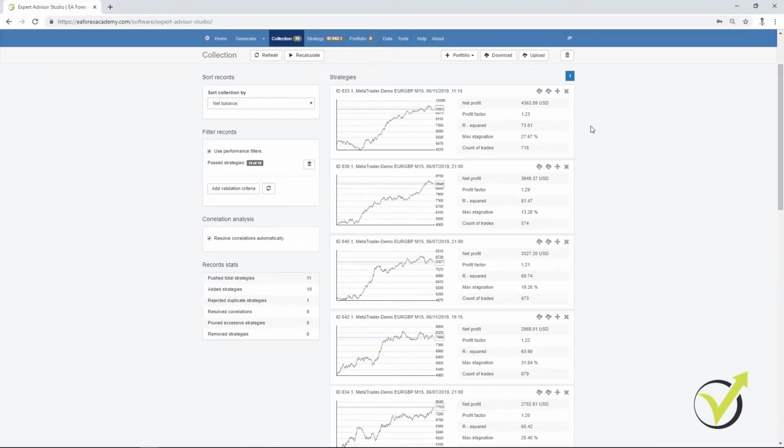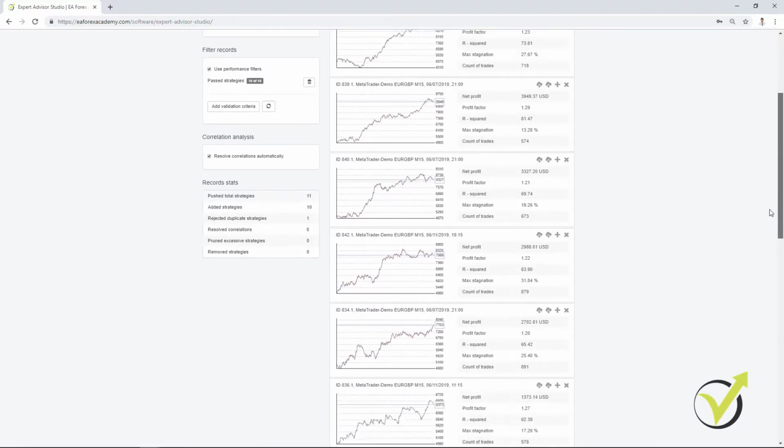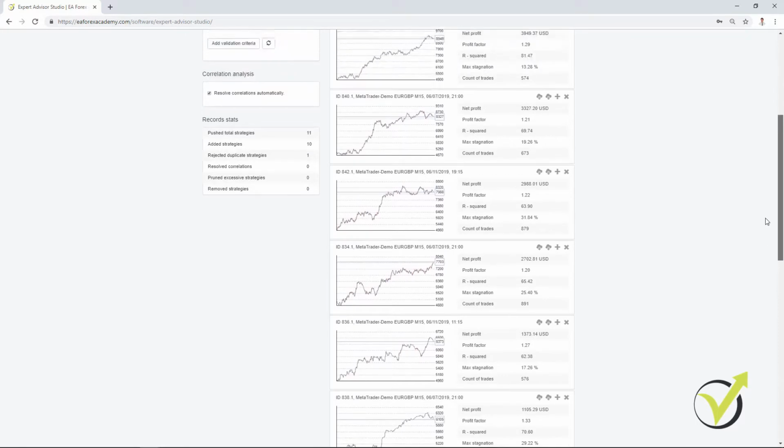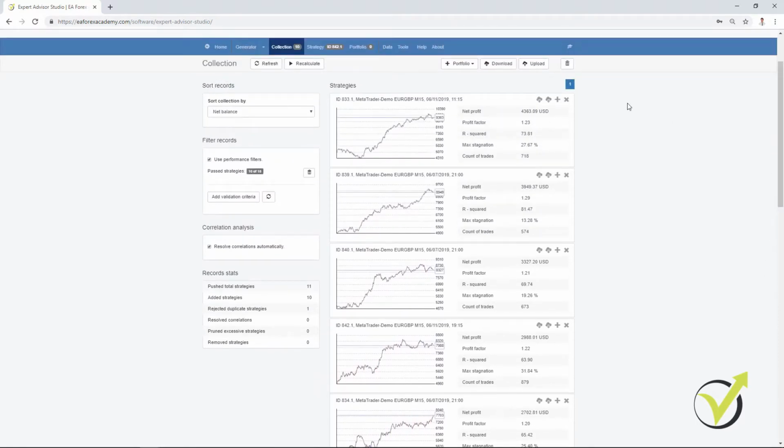In simple words, take all these strategies that I have for the euro pound, and in this case I have the 10 which I placed on the MetaTrader, but even if there are more, I can add these strategies to one expert advisor. So one expert advisor will trade these strategies on one chart in MetaTrader.